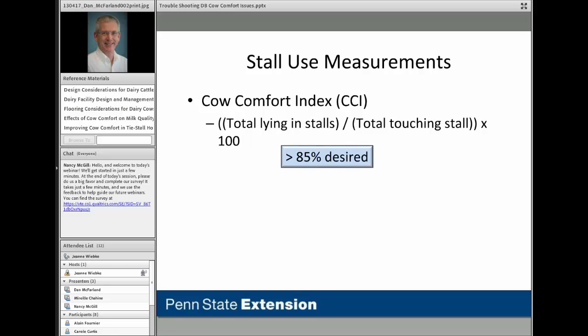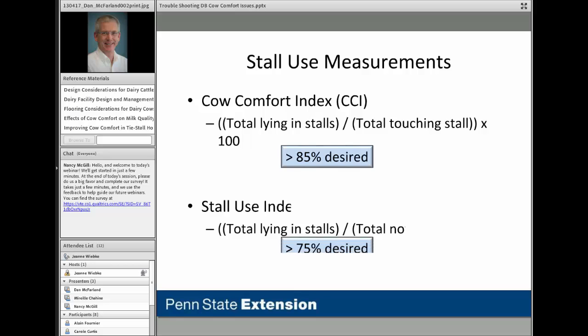Some stall use measurements that are used, one is the cow comfort index, which takes the total number of cows lying in the stalls divided by the total number of cows touching the stall. They may be perching two feet in the stall or standing in the stall, but they're touching the stall in some way. And typically we like to see greater than 85% with that particular scoring index.